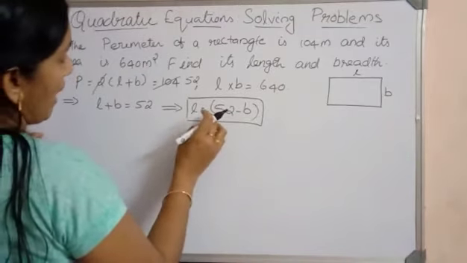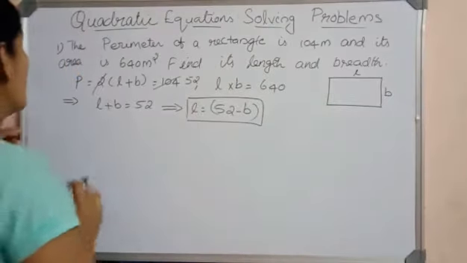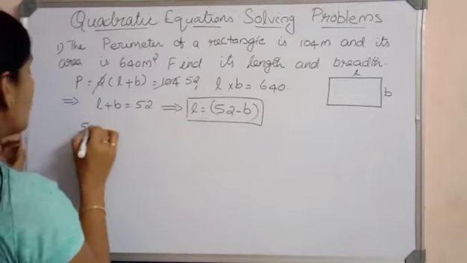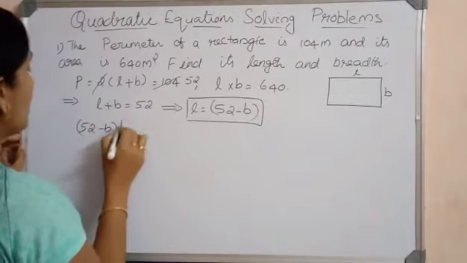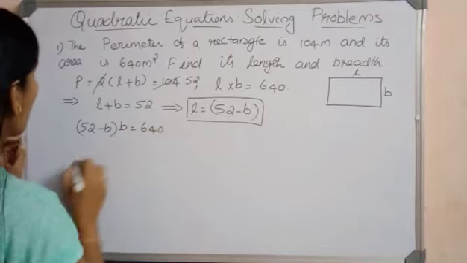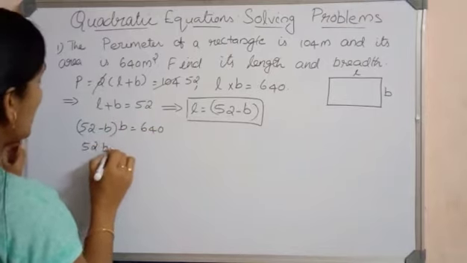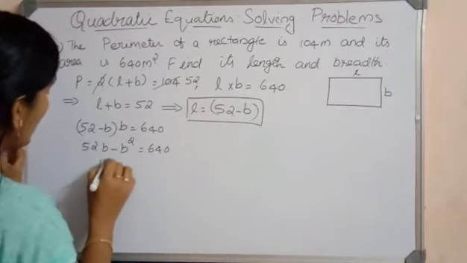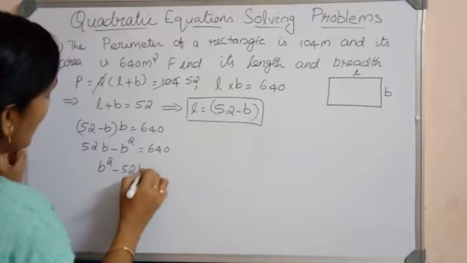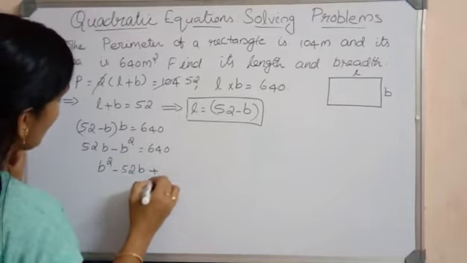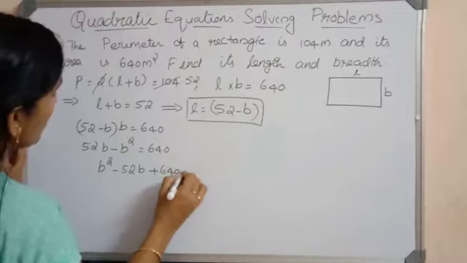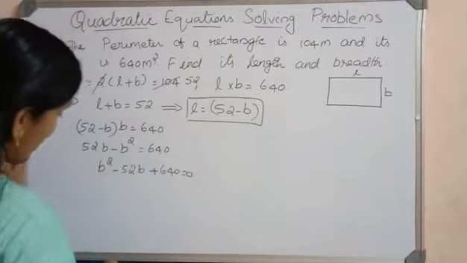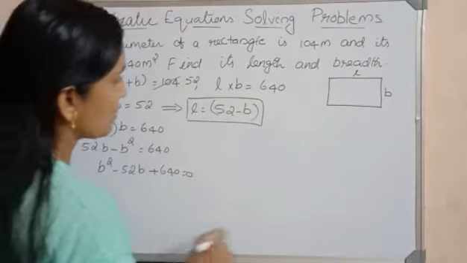Let's substitute the value of L in this equation. L into B is 640. So we can write (52 minus B) into B is equal to 640, or 52B minus B square is equal to 640, or B square minus 52B plus 640 is equal to 0. Bring B square and 52B to the other side. So here the product is plus 640.